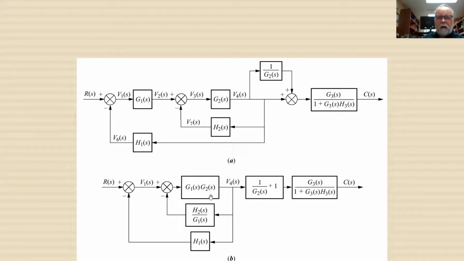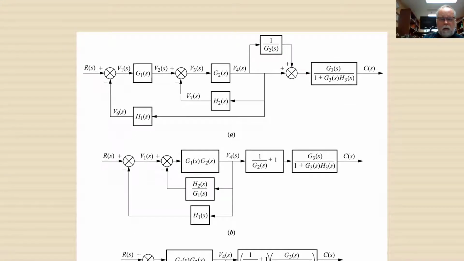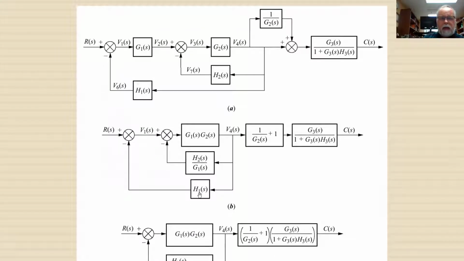Back over here, I can take the G1 and move it to the other side of the summing junction. Okay, so G1 moving here, but then I've got to do 1 over G1 on the feedback path. Okay, so I've got G1, G2 on the forward path, and then H2 over G1 on the feedback path. And then this H1 hasn't changed.